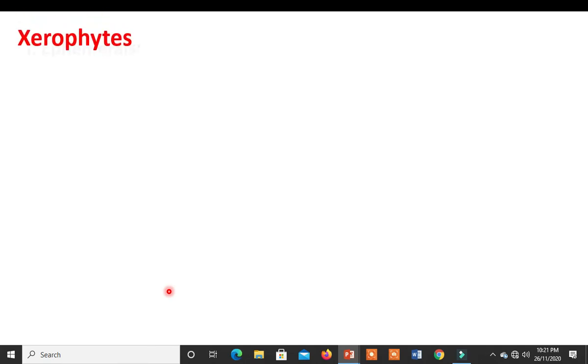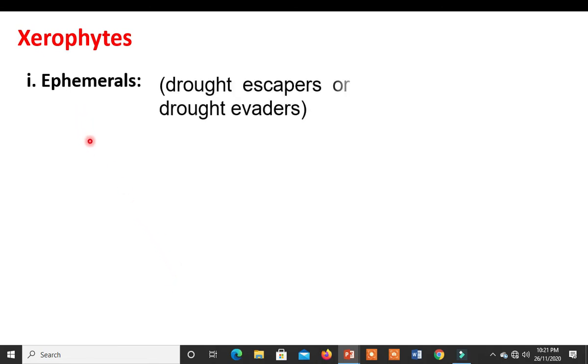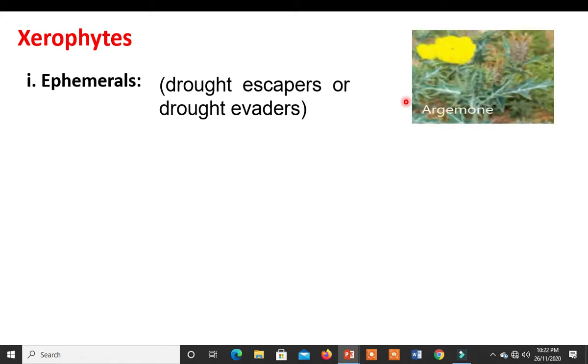Xerophytes are plants which live in dry areas. There are three types of xerophytes. Ephemerals, they are drought escapers or drought evaders. They live in dry areas, but before the arrival of the dry season, they complete their life cycle. They produce flowers and seeds. They live for a short duration. Argemone comes under this type.